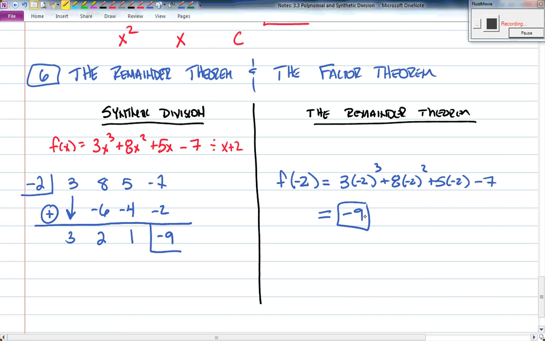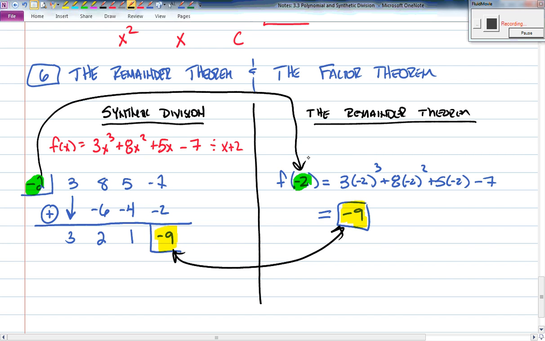Okay, so check it out. I want you to make the connection that this and this, there's a relationship there. And this right here and this right here, there's a relationship there. It's not a coincidence that those two things are going to be the same. So the remainder theorem says, if you have some polynomial and you're dividing by x plus or minus c, you can find the remainder by simply evaluating the function for that point.